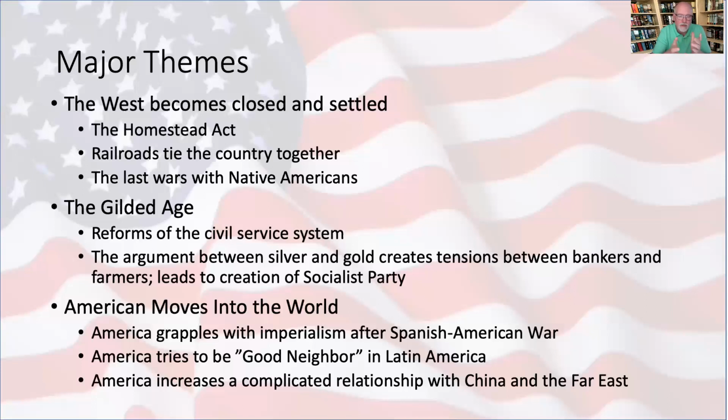Cuba is, of course, the last vestige of Spanish colonialism in the Western Hemisphere. The Cubans began a very long revolt to gain their independence from Spain. When the USS Maine is sent into Havana Harbor in 1898, it explodes.